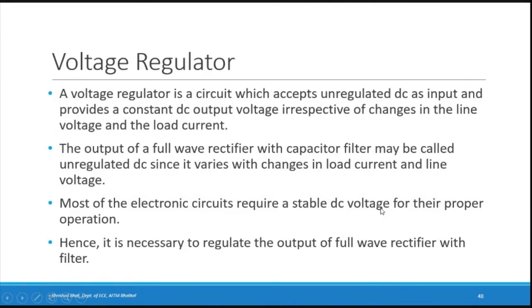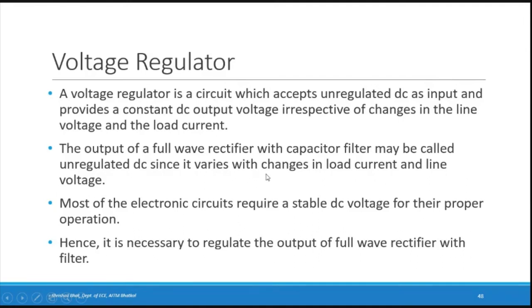The output of a full wave rectifier with a filter may be called unregulated DC because it varies with changes in the load current as well as the line voltage. But when you are going to use that as a power supply for any electronic circuits which require a stable DC voltage, it will not be suitable because it will not tolerate that much change in the supply voltage.